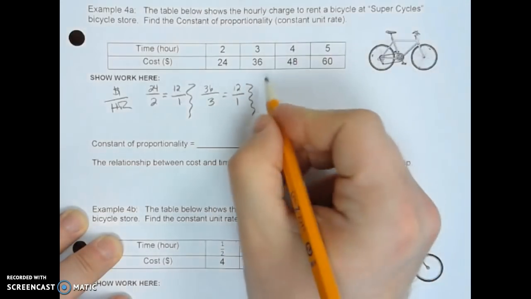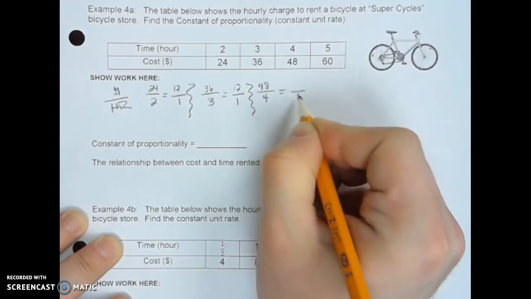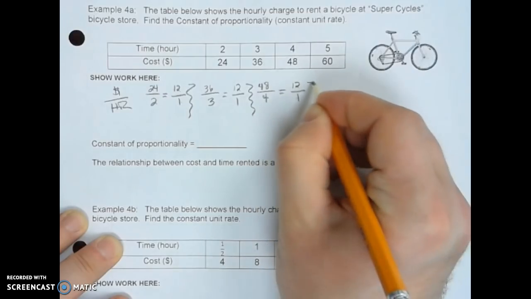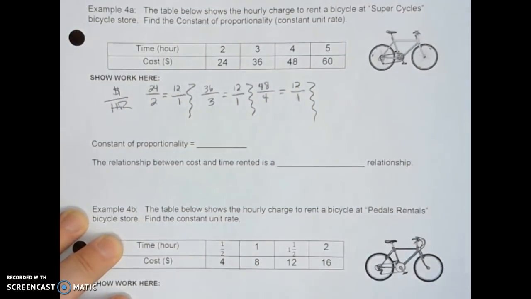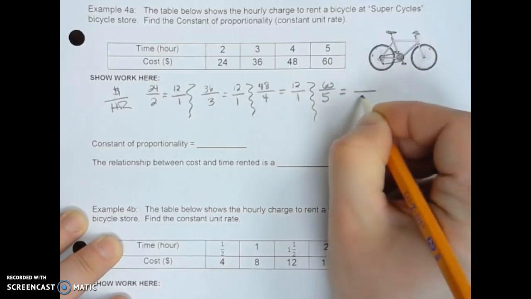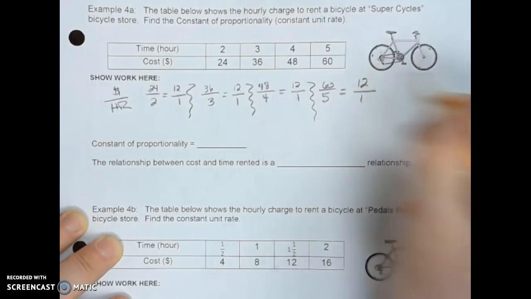With the next set of data, we're told that it costs $48 for 4 hours. For 1 hour, 4 divided by 4 is 1. 48 divided by 4 is 12. And for the last set of data, we're told it costs $60 for 5 hours. For 1 hour, 5 divided by 5 is 1. 60 divided by 5 is 12.